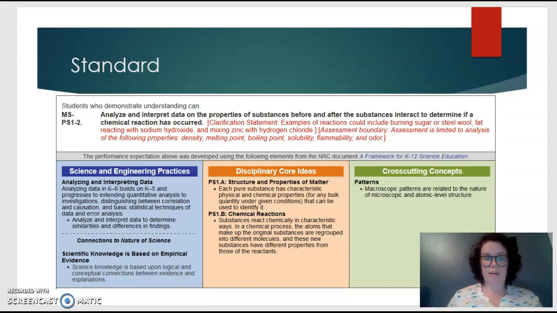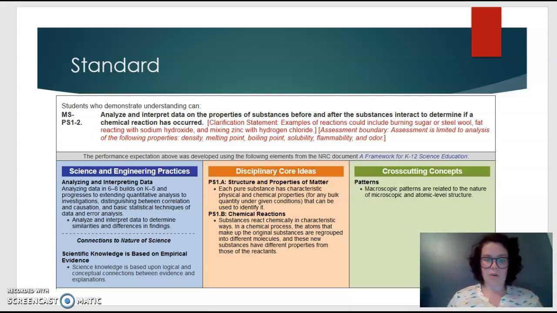analyze and interpret data on properties of substances before and after the substances interact to determine if a chemical reaction has occurred. So this is involving chemical reactions. In the clarification statement, that talks about sodium hydroxide reacting with fat and other such things.